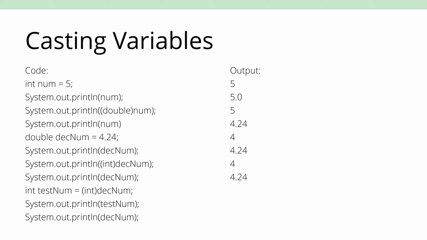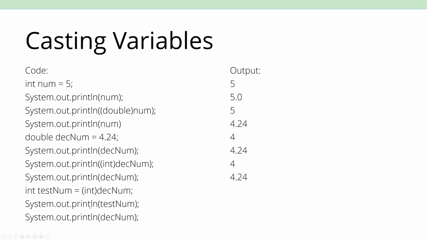Now, let's go ahead and do this one. In this line of code, I'm declaring testnum as storing an int, all right? So int is the variable type, testnum is my variable, and I assign it decnum cast as int. So decnum is currently 4.24, and I want to cast it as an int. So what is decnum cast as an int? It's 4. So I assign the value of 4 into testnum.